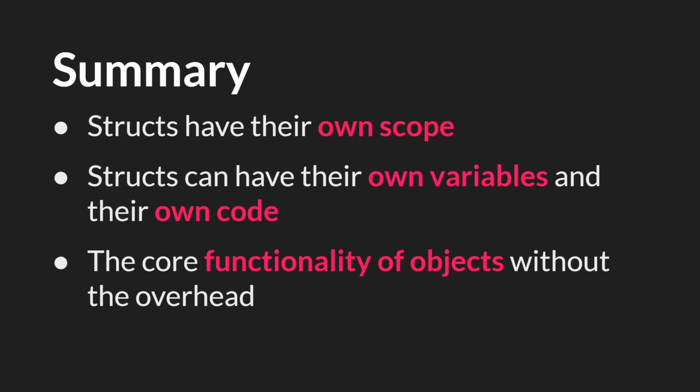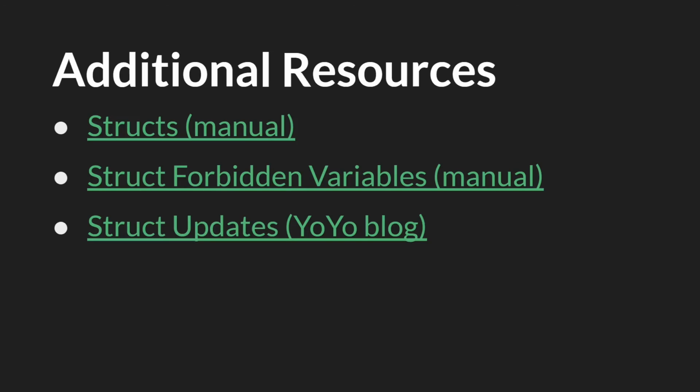So in summary, structs have their own scope, which means that structs can have their own variables and their own code, giving you all of the functionality of an object without any of the overhead that comes with a built-in GameMaker object.